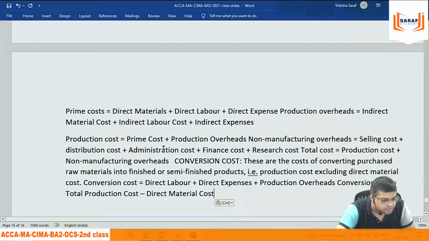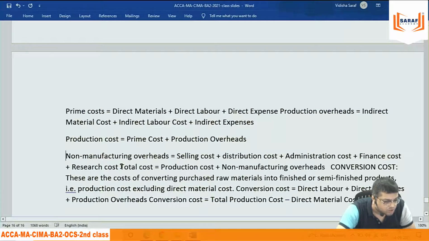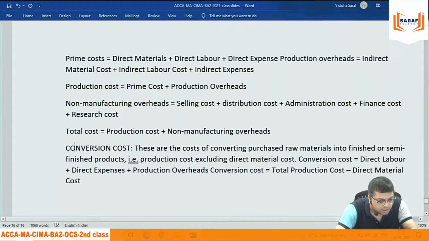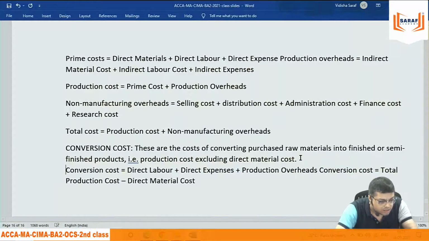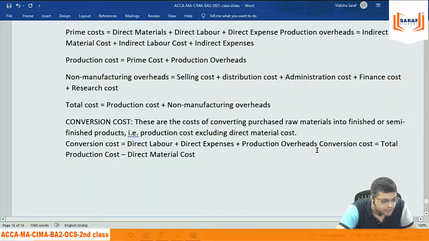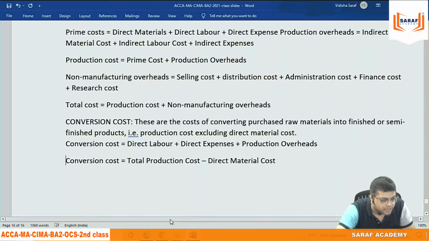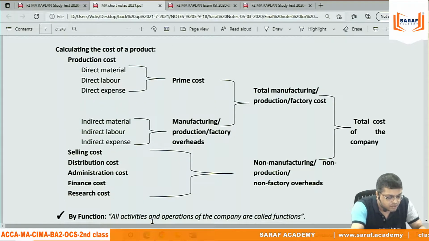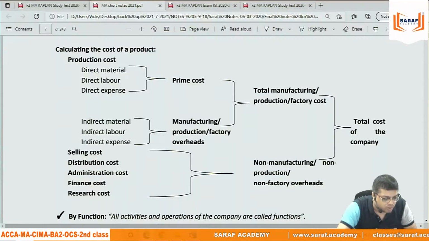Production cost, non-production cost, total cost, conversion cost in another explanation, conversion cost in a third explanation, and then there is the graph, which is also important.